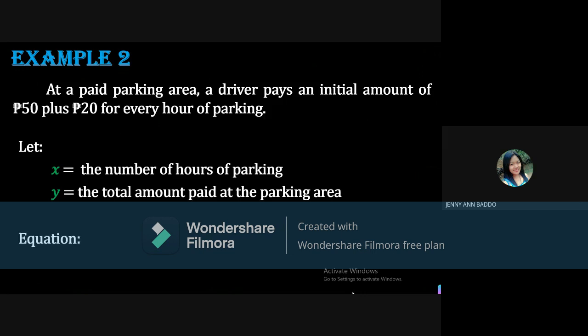Therefore, if we're going to represent the problem using a linear function, we have y equals 20x plus 50. The initial amount here is 50 and the constant multiplier of x is 20 because from the problem we have 20 pesos for every hour. So we have to multiply 20 for the number of hours of parking.